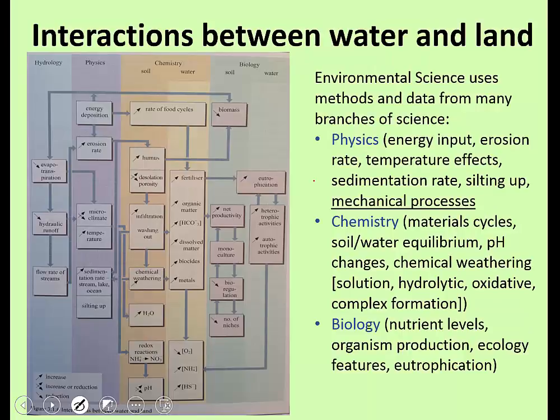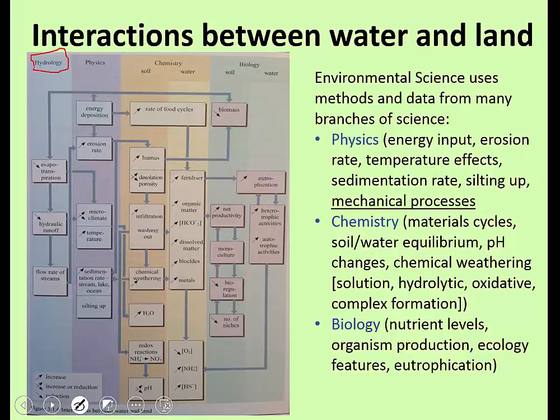All right, now we've already mentioned that the water isn't by itself in a vacuum. There are interactions between land and water. And so environmental science does not exist simply as one branch of science. It has to use methods and data from several different branches. So for example, hydrology is kind of the study of water.